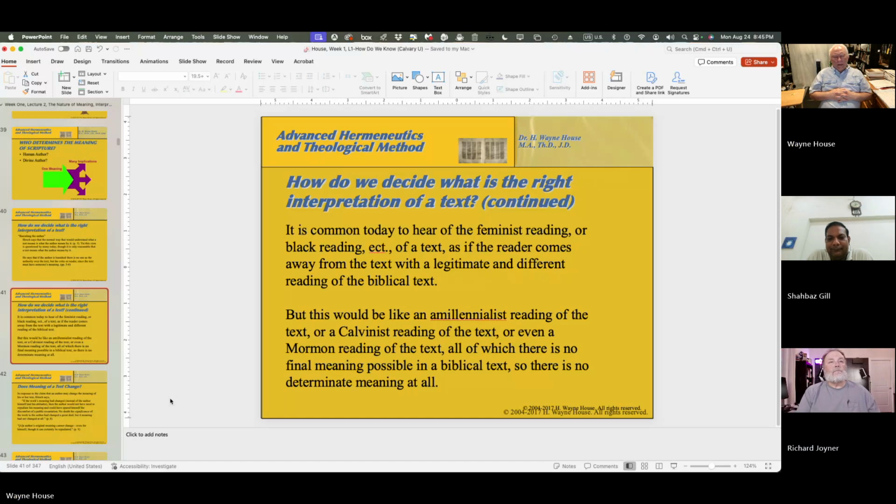So translations that are trying to meet a cultural demand are really not good. And we've got to be careful how we translate the Bible. I'll give you another example.